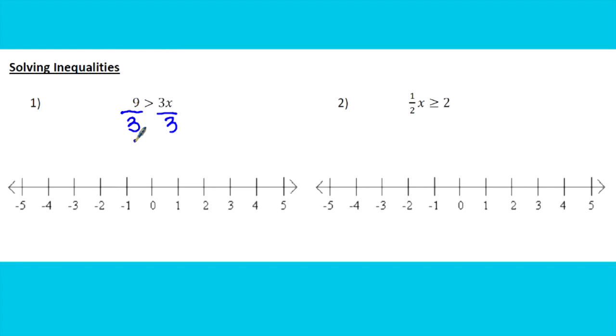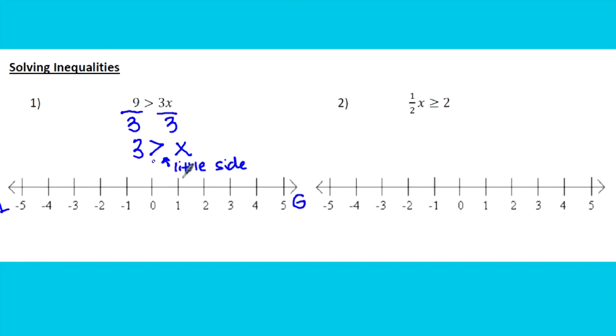9 divided by 3 is 3. This inequality sign is going to come down, and then 3x divided by 3 is just going to get us x. So now we have 3 is greater than x that we need to graph on our number line. And in this case, the little side of our inequality sign is touching our variable. So that means we'll be graphing to the L.